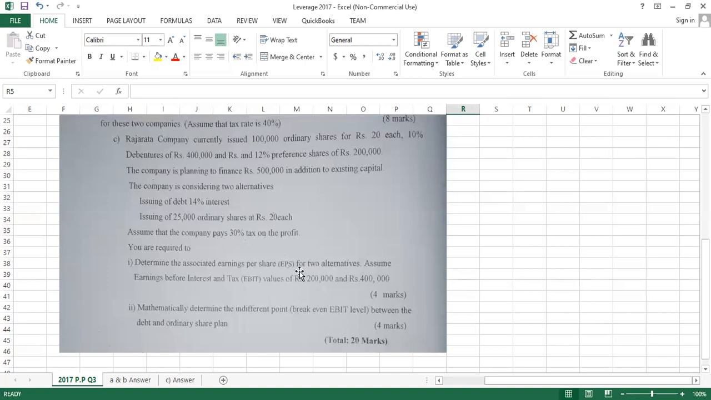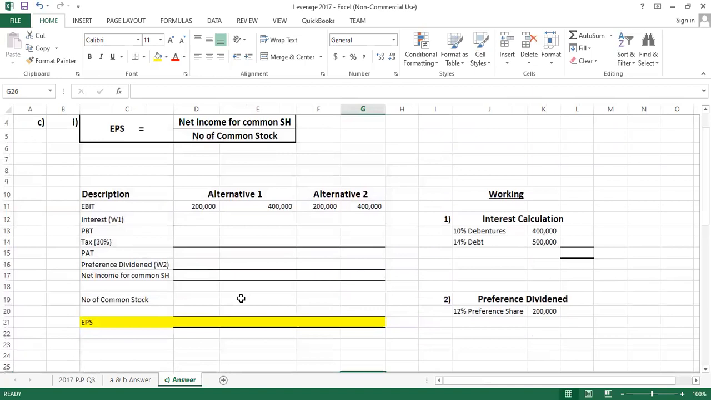First we will calculate the EPS. Let's see alternative 1 and alternative 2. In the format I have already drawn, alternative 1 earning before interest and tax is 200,000 and 400,000, and alternative 2 earning before interest and tax is also 200,000 and 400,000. Then less the interest cost, and we can calculate the profit before tax.